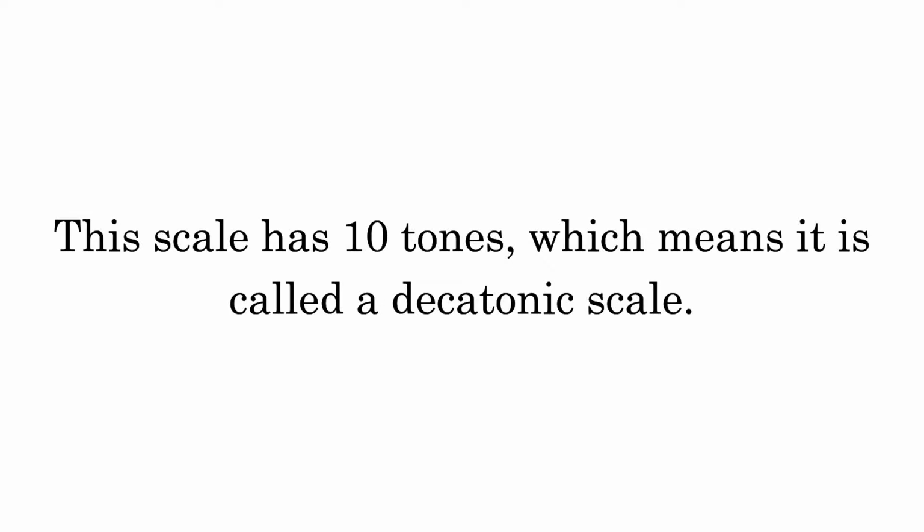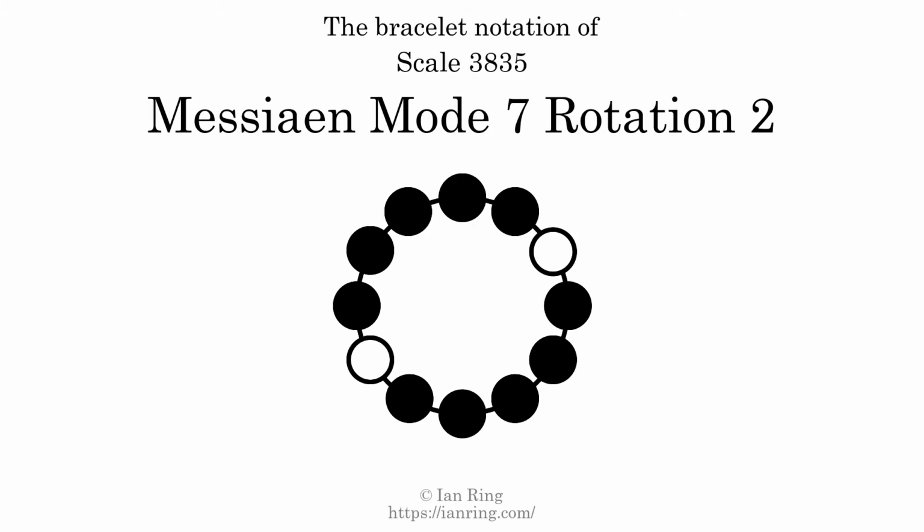This scale has 10 tones, which means it is called a decatonic scale. This is a bracelet notation diagram of scale 3835. The shaded circles represent tones that appear in the scale, and they are read clockwise, starting at the top.